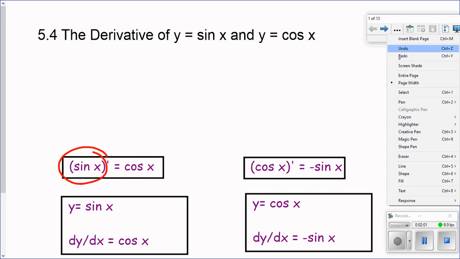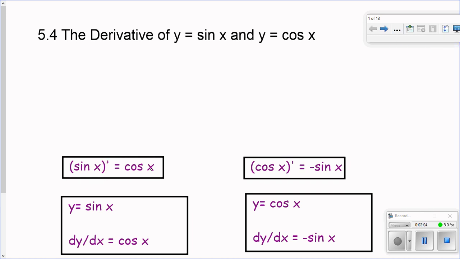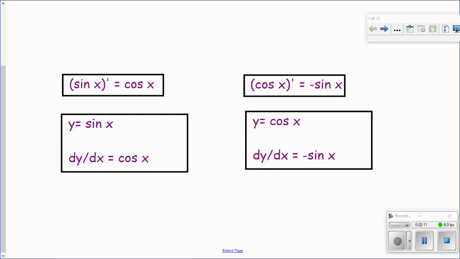Written with the prime symbol, sine x prime is equal to cosine x, and cosine x prime is equal to negative sine x. Written in Leibniz notation, if y equals sine x, then dy/dx is cosine x. And similarly, if y equals cosine x, then dy/dx is equal to negative sine x. Two very simple rules to implement and get derivatives from. Following some application questions, it's not going to be a big deal.